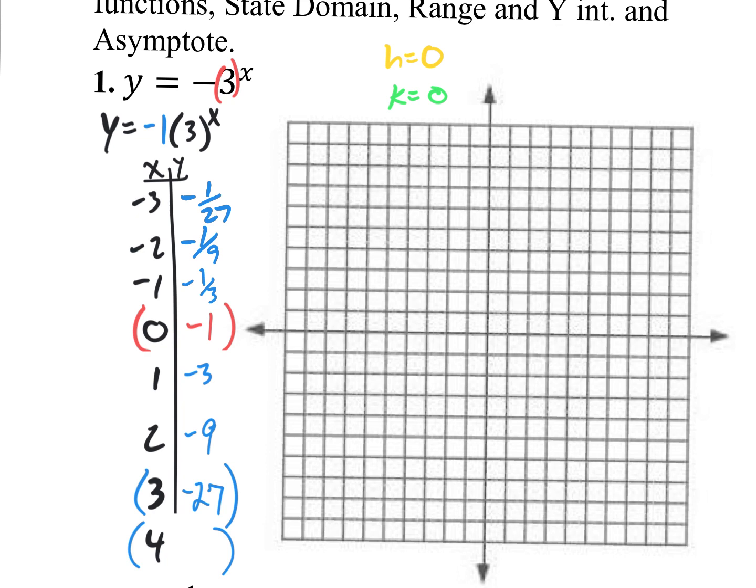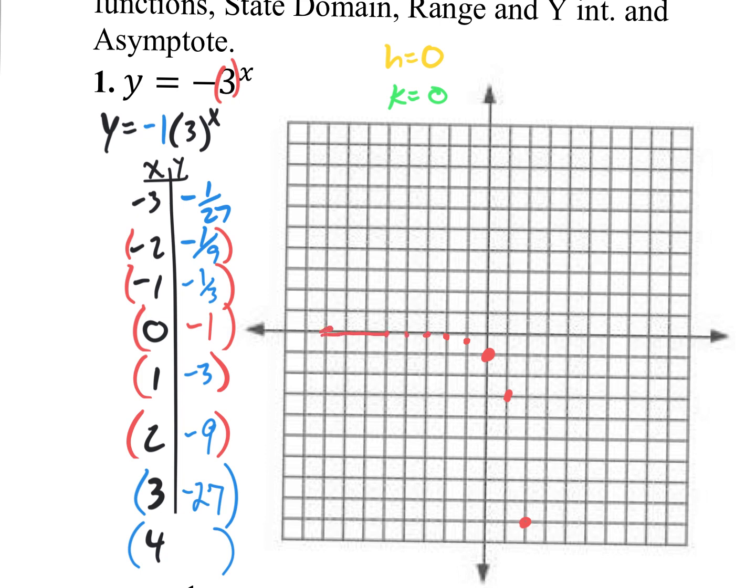So let's graph 0, negative 1. That's a dot right there. Let's graph 1, negative 3, right there. Let's graph 2, negative 9, down here. And if we graph negative 1, negative 1/3, that's only 1/3 of the way down, not even halfway down, you'd be right there. And then negative 2, negative 1/9, that's even closer to the x-axis, and closer and closer and closer.